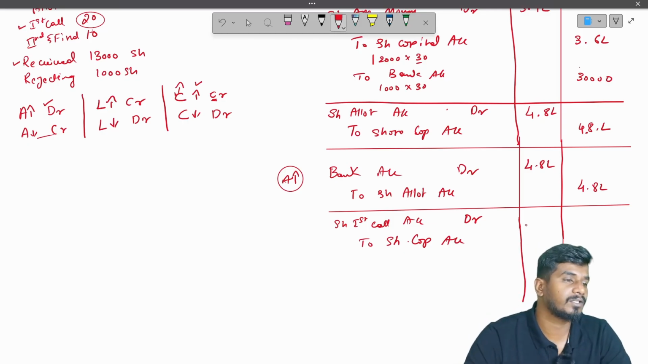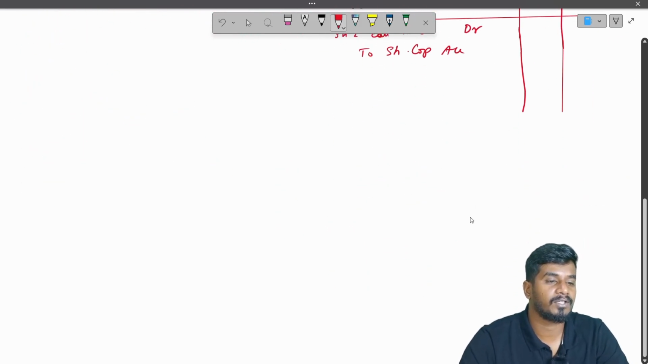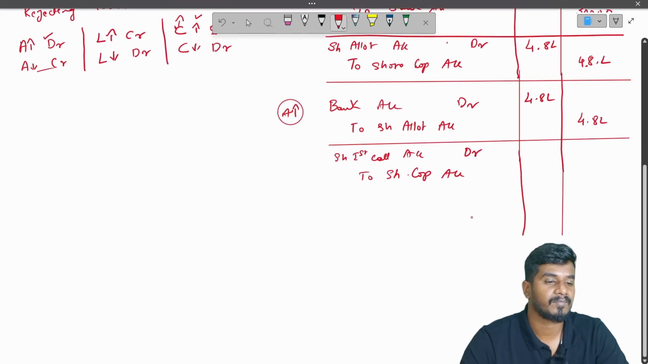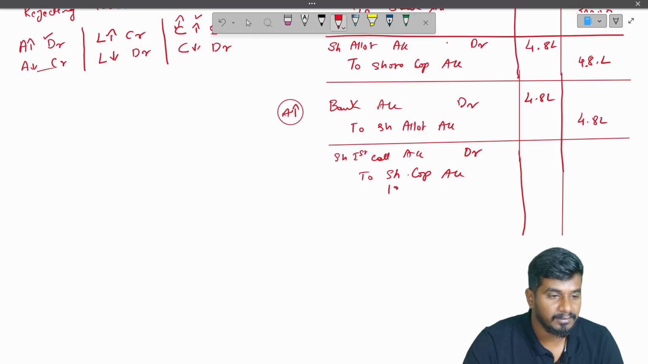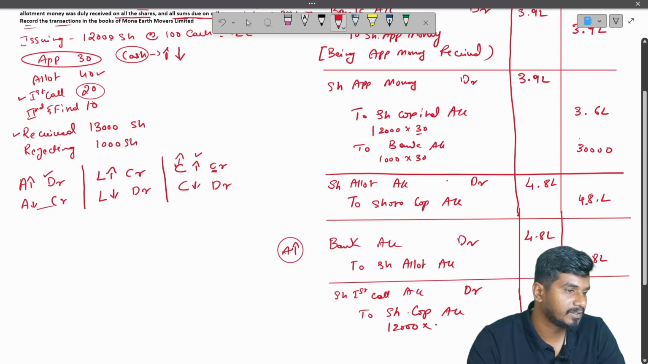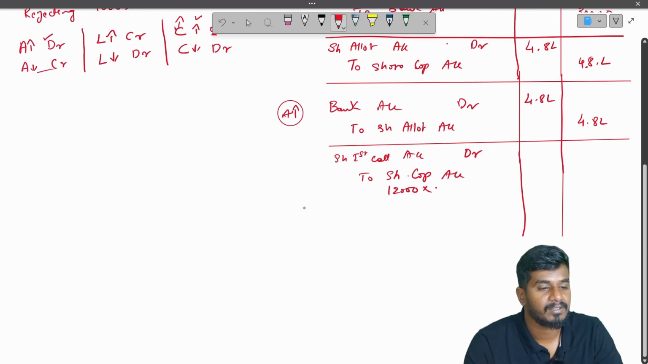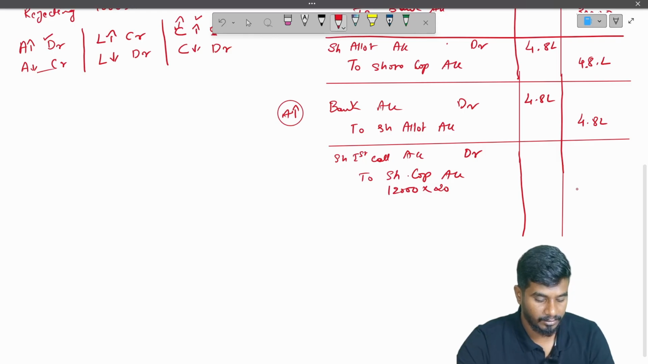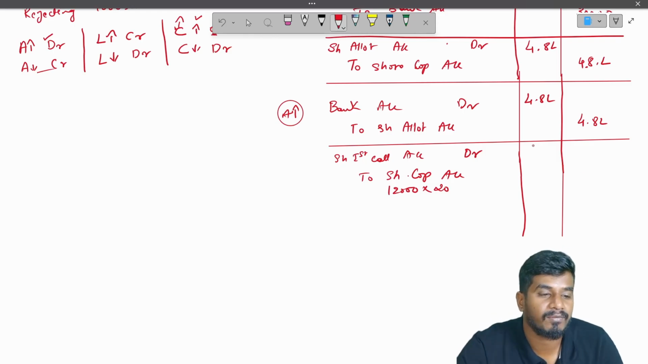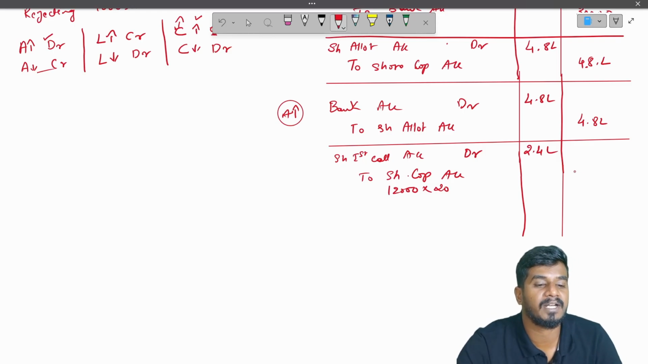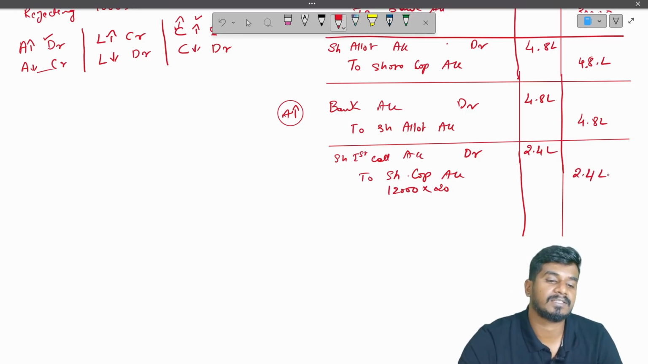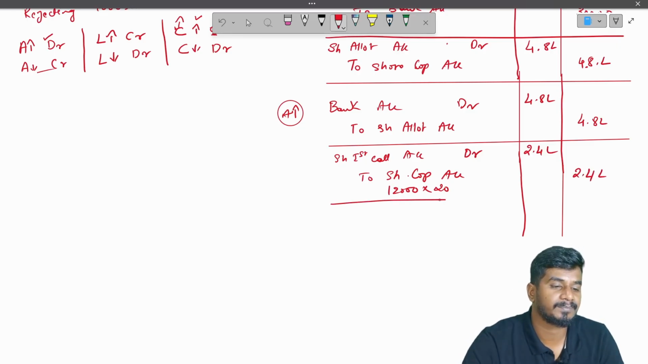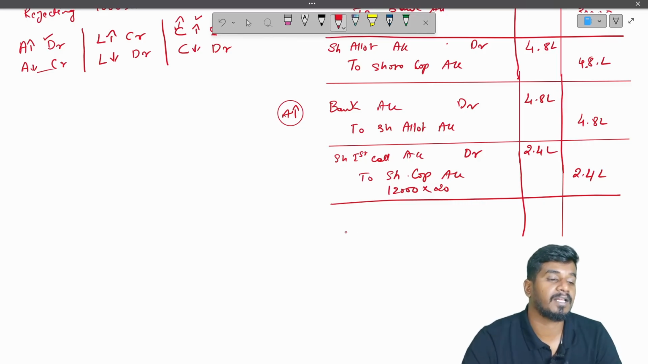Correct. How much is the due amount? 12,000 shares on call money. How much do we need to receive? 20 rupees, so into 20. How much will it be? 12,000 into 20 will be 2 lakh 40,000. 2.4 lakh is pending from shareholders. So the next entry, what will happen?